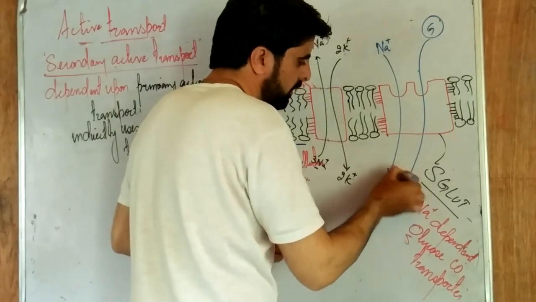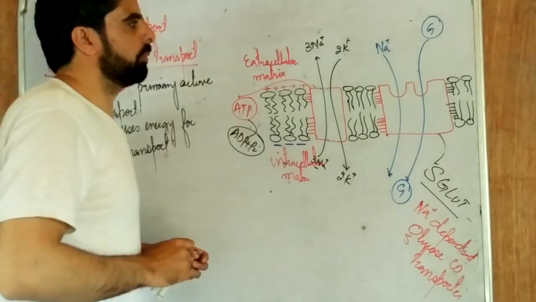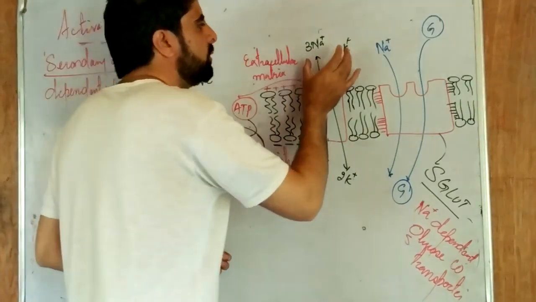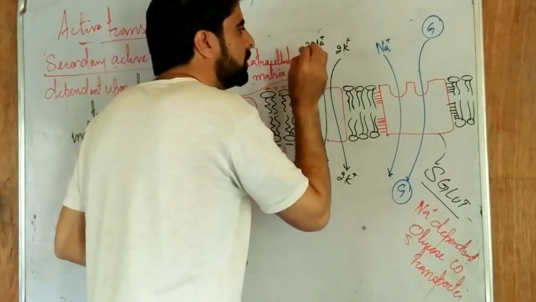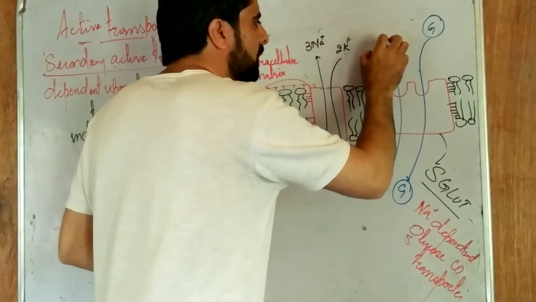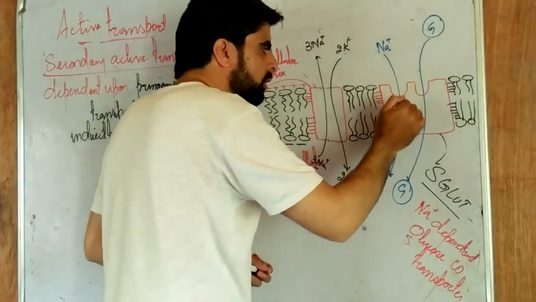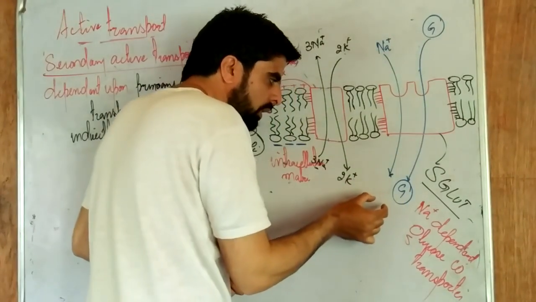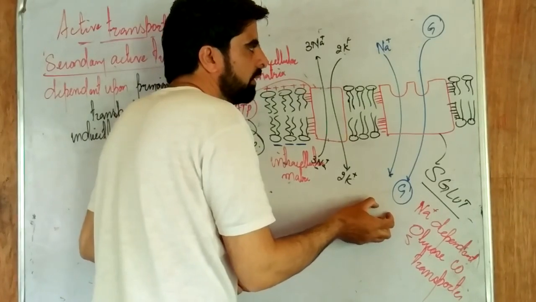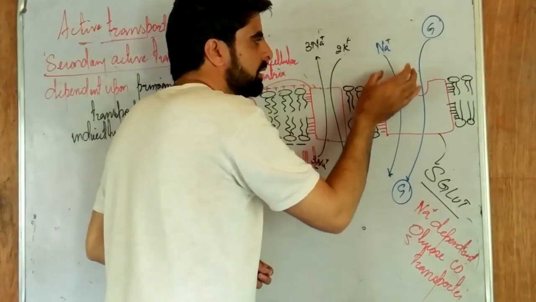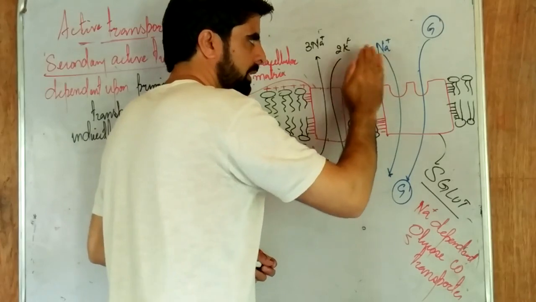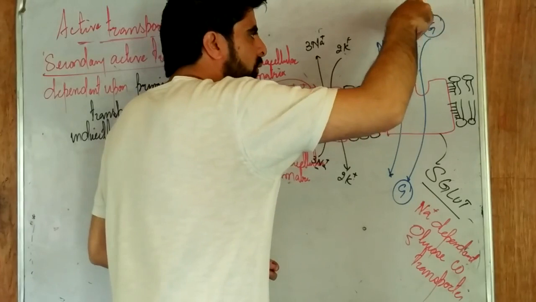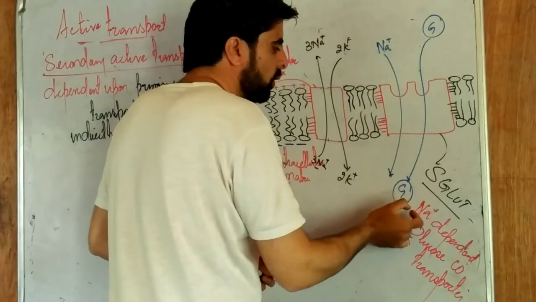higher concentration. This is a very important thing to keep in mind. When the primary active transport takes place, the sodium concentration in the extracellular matrix increases. Now this sodium moves from higher concentration to lower concentration, along the concentration gradient, towards the intracellular matrix. During its movement from higher to lower, it liberates energy. That energy is utilized by this carrier protein to take in the glucose from lower concentration to higher concentration.